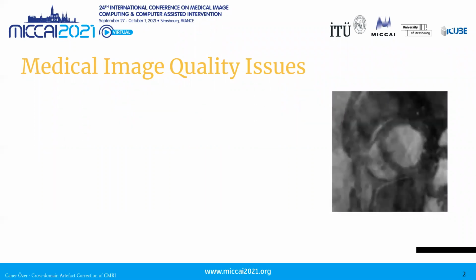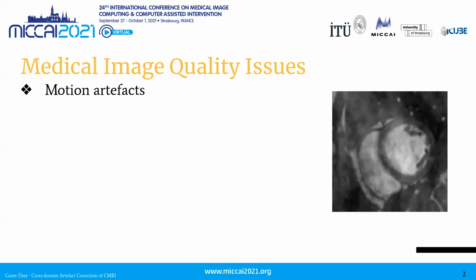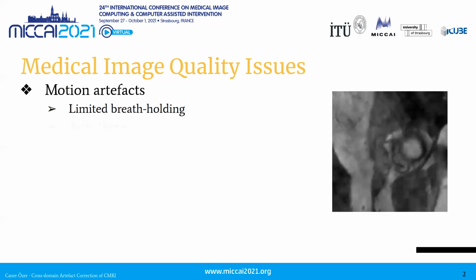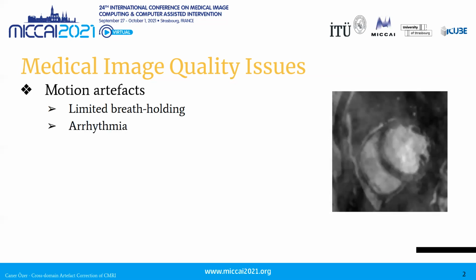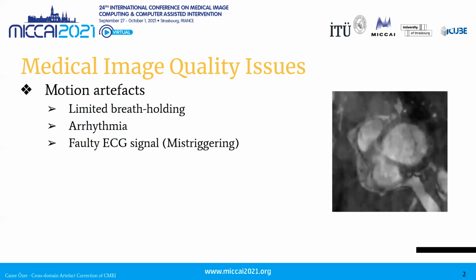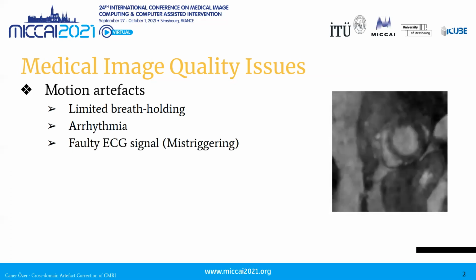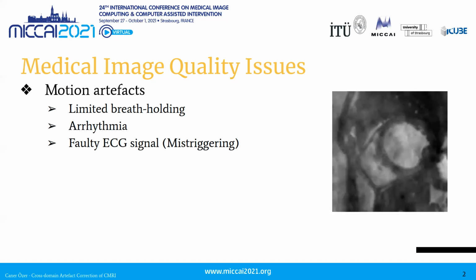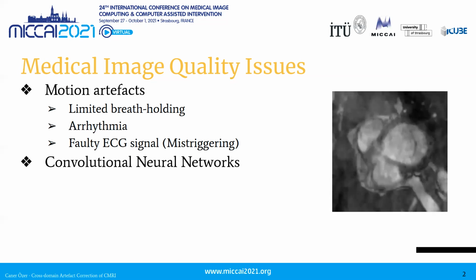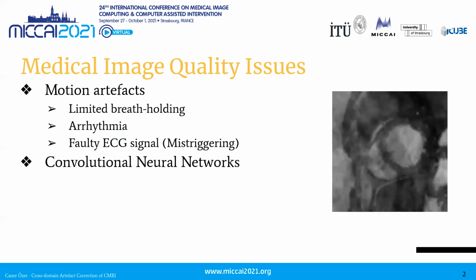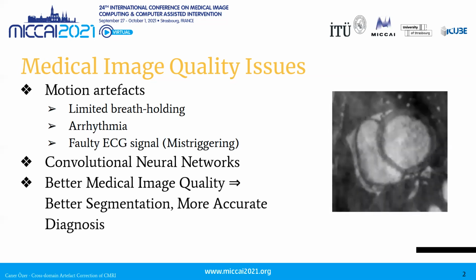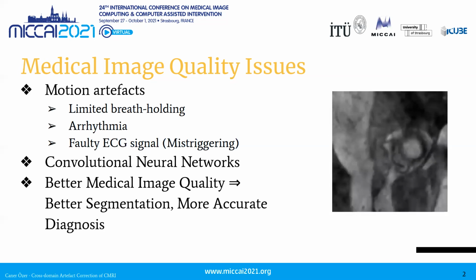This may be caused by motion artifacts, which are the primary effect of problematic breath-holding capability, or the cardiac rhythm of the patient, or a faulty ECG signal, whose consequence is shown on the right image. While the types of image quality issues are not restricted to motion, we can use CNNs to reduce the prevalence of motion artifacts and improve the image quality. This will also help to improve the performance of the following sequential steps, such as cardiac tissue segmentation and diagnosis.